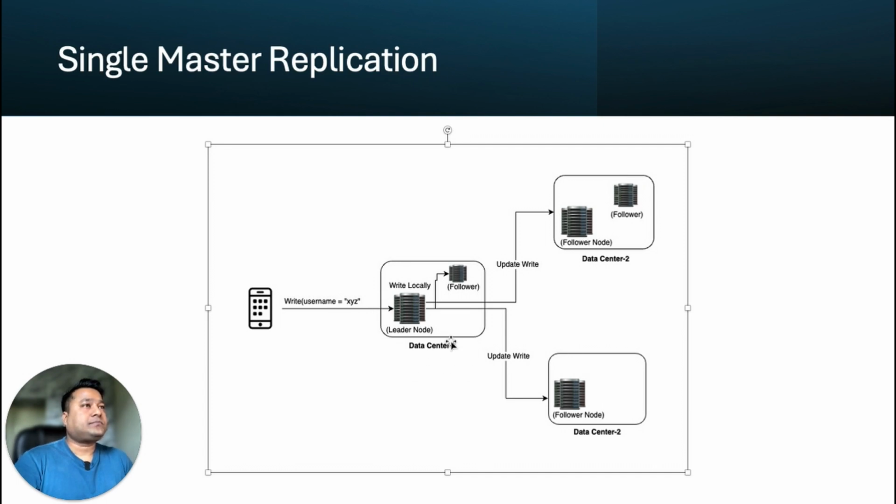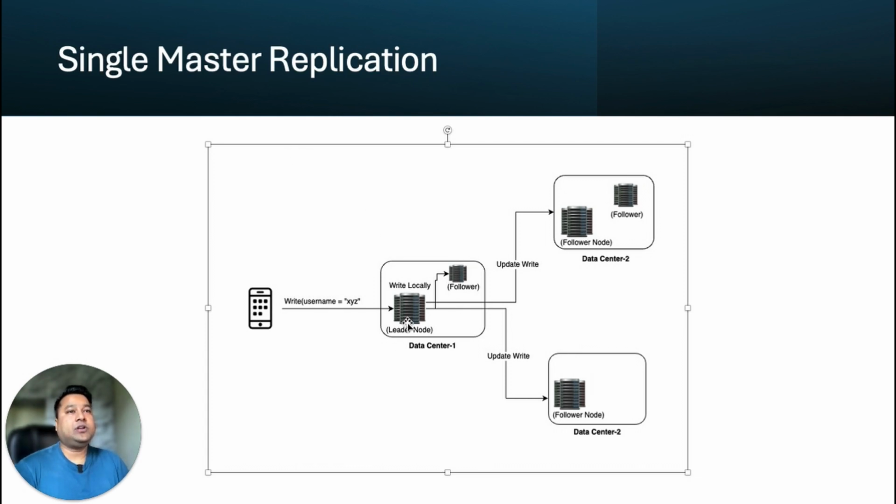Now you have three data centers: data center 1, data center 2, data center 3. So you have your leader node in data center 1, let's say. That write is happening at data center 1, and in the same data center you have another node, which is acting as a follower replica. So the write will happen at the leader node locally first, and then this change will be propagated to the data center 1 follower and respectively to data center 2 and data center 3 follower nodes. So that's how your single master replication works.